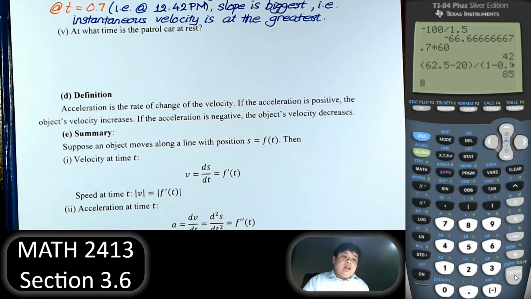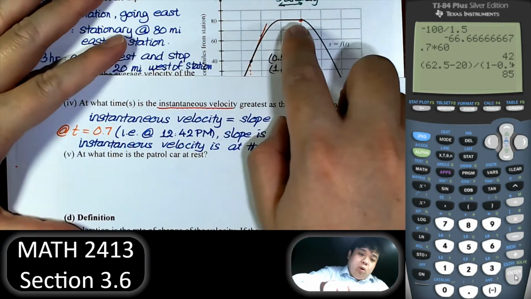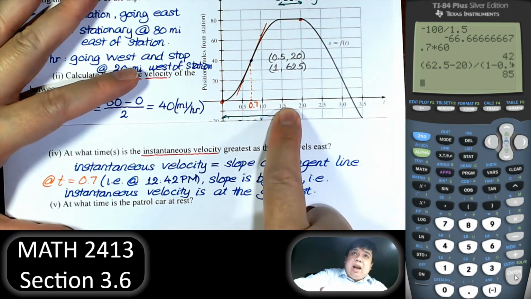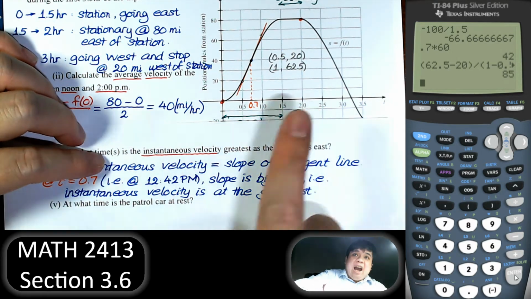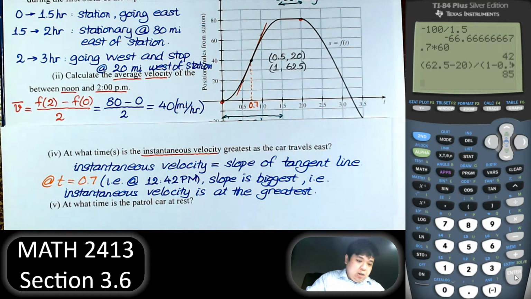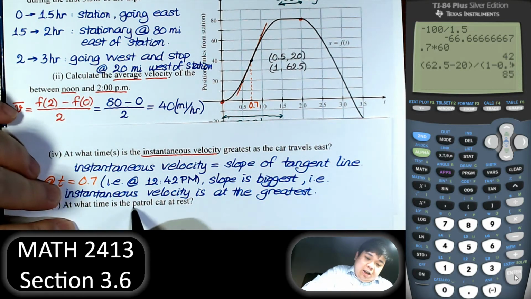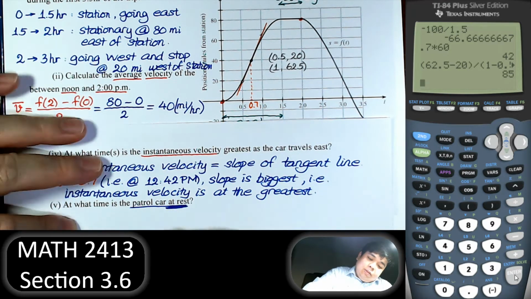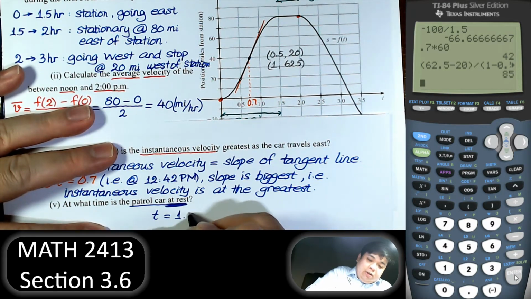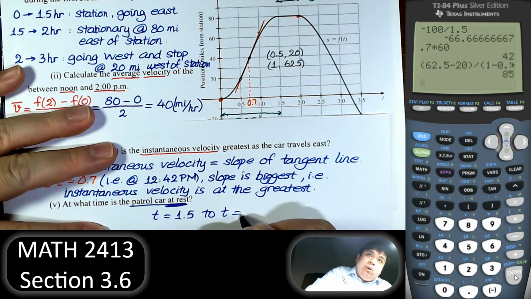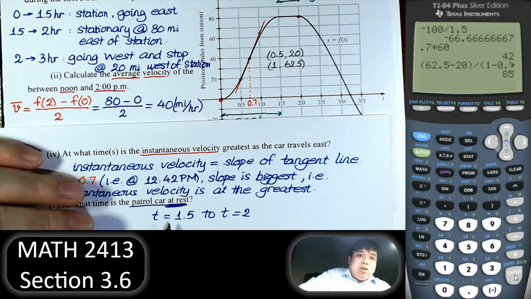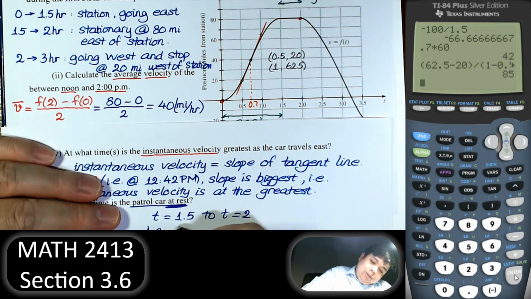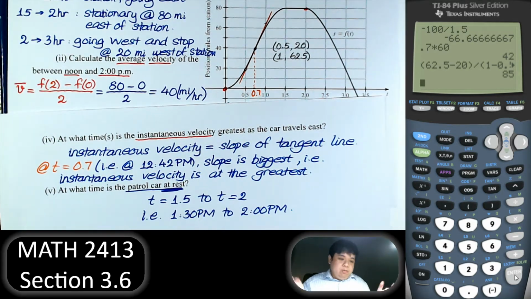Right, at what time is the patrol car at rest? Now this is easy, it will be from 1.5 hours to 2 hours afternoon. So at what time is the patrol car at rest? They will be at t equal to 1.5 to t equal to 2. 1.5 hours afternoon means 1:30 p.m. to 2 p.m. Right, so that's what we have.